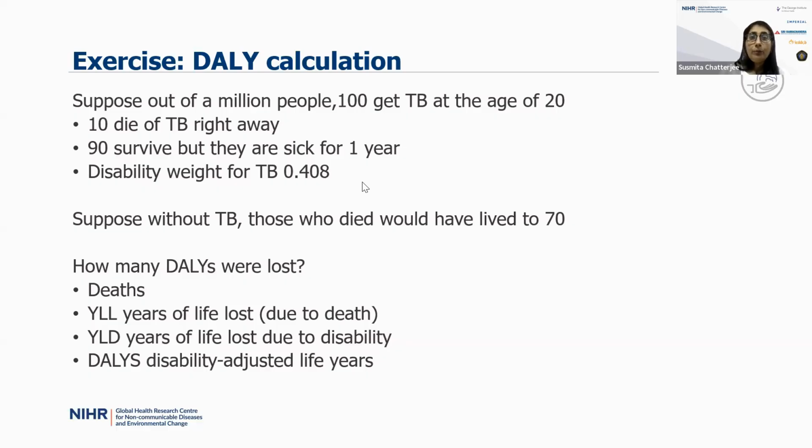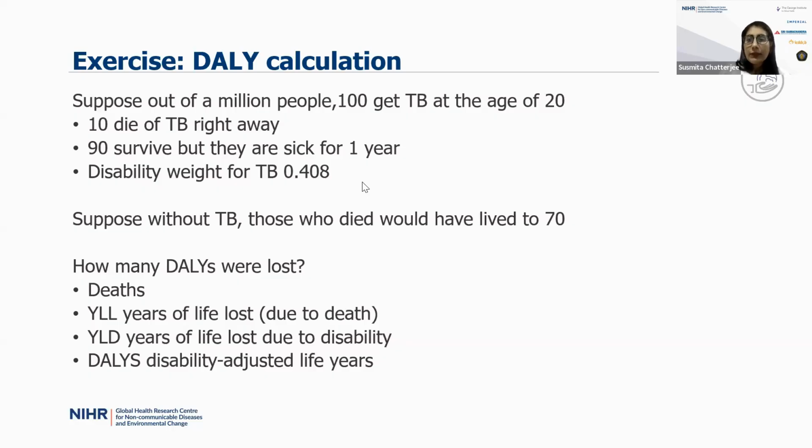How many? I hope everyone got it. So basically, at what age did the person suffer from TB? I think the confusion happened there. The age at which the person started having the disease is 20.